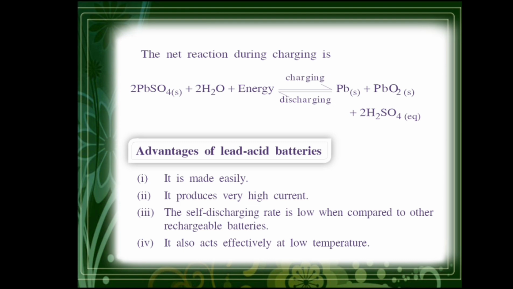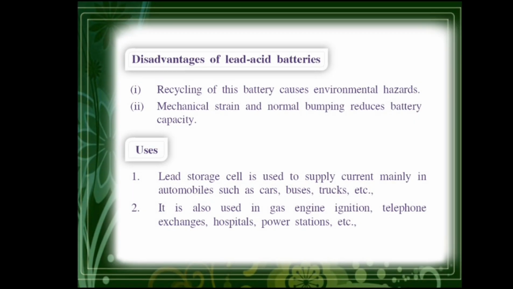Then coming to the advantages of the lead acid storage battery: it is made easily. It produces very high current and the self-discharge rate is very low compared to other rechargeable batteries. It also acts effectively at low temperature. Then disadvantages. Recycling of this battery causes environmental hazards because we are using lead metal here. Lead is a heavy metal and it pollutes the environment. And mechanical strain and normal pumping reduce battery capacity.